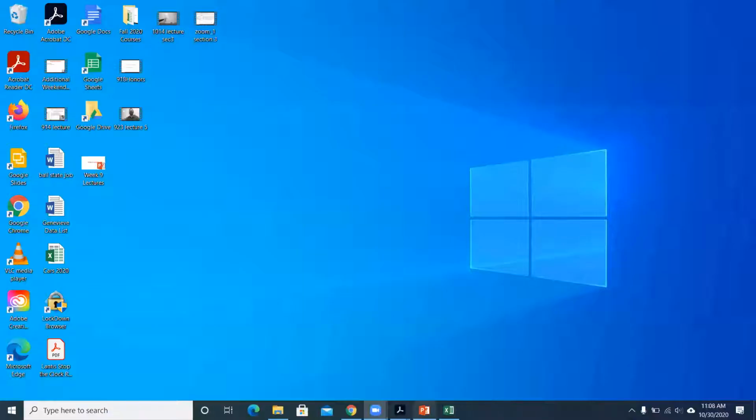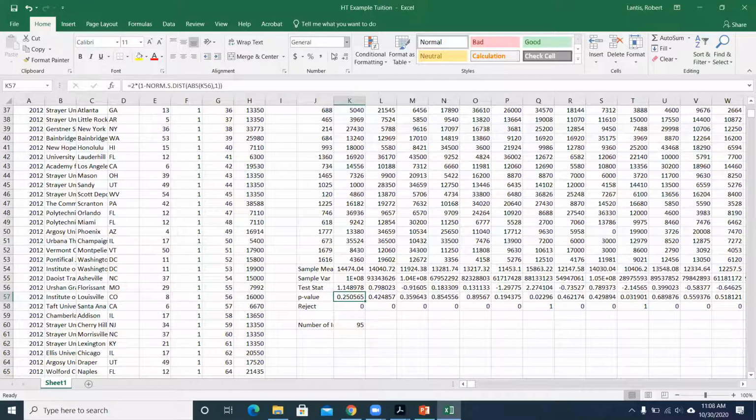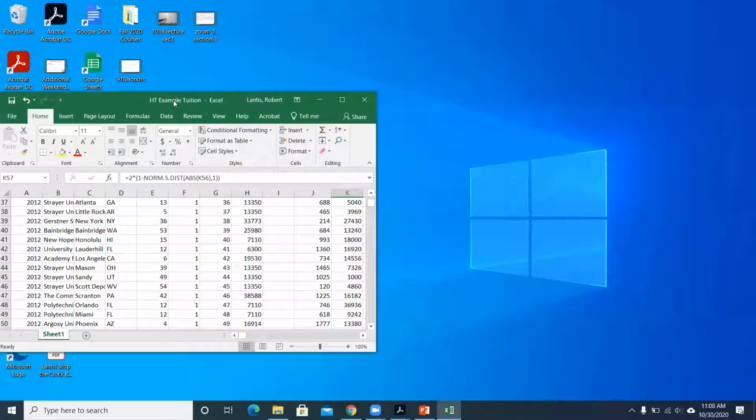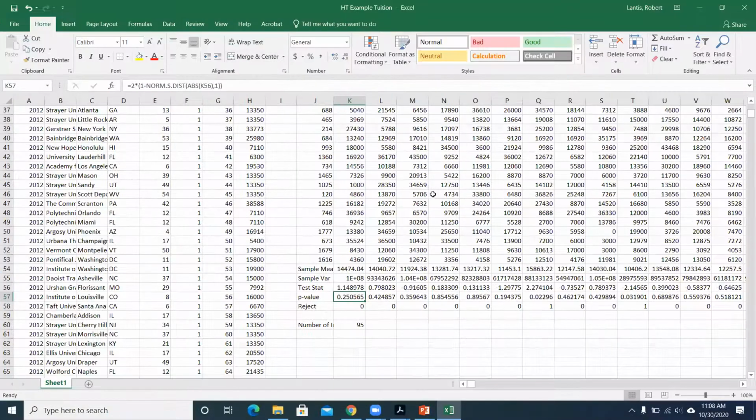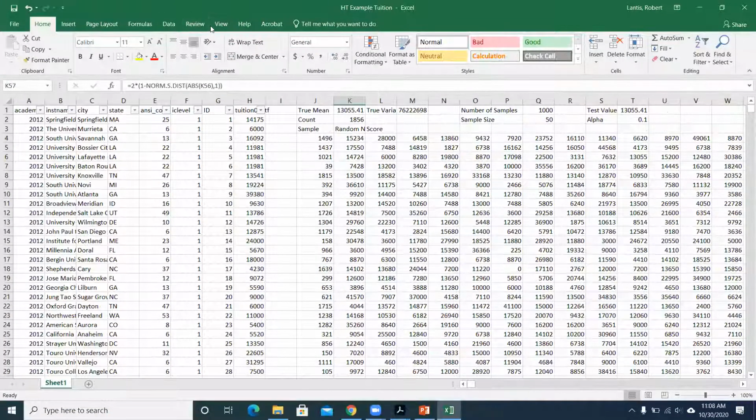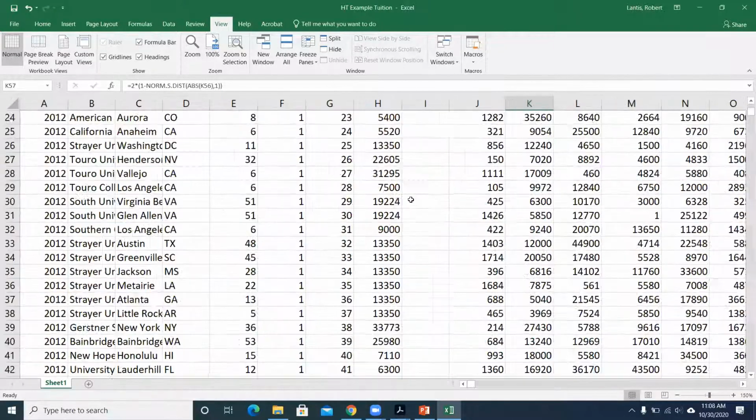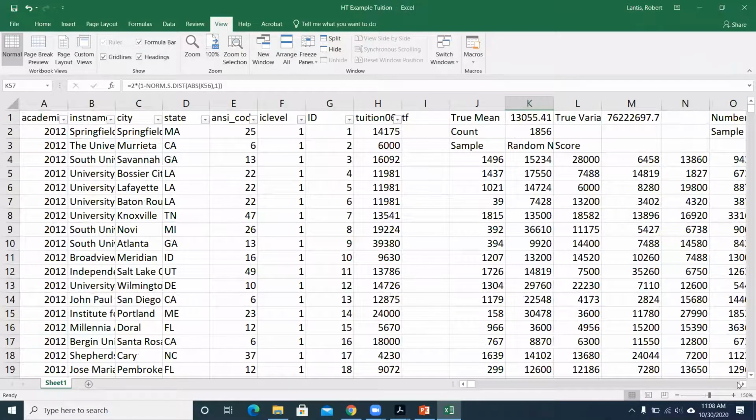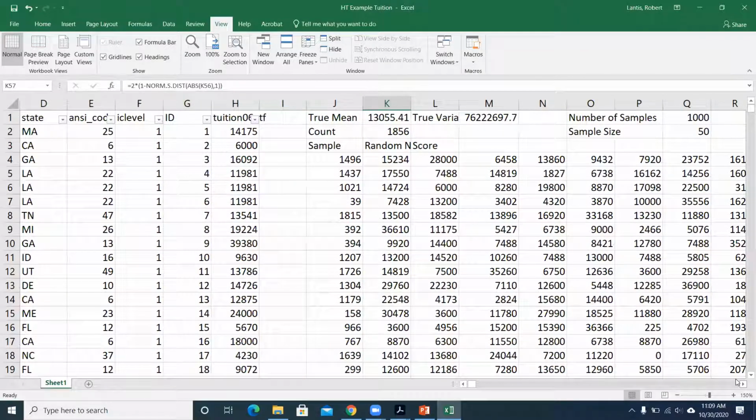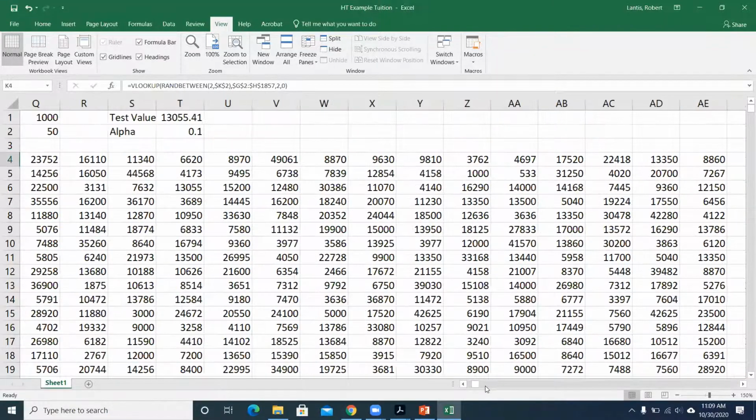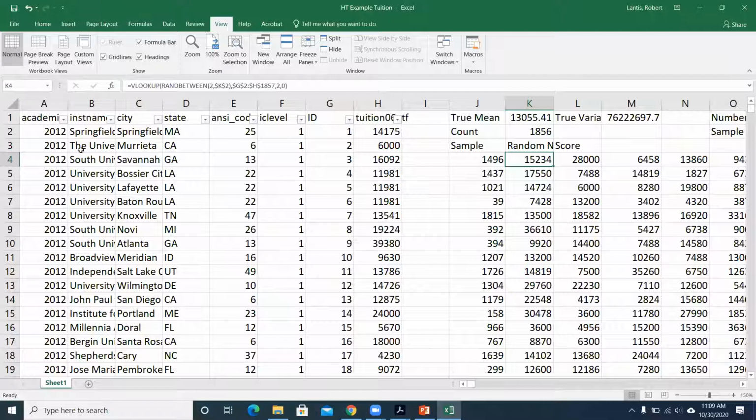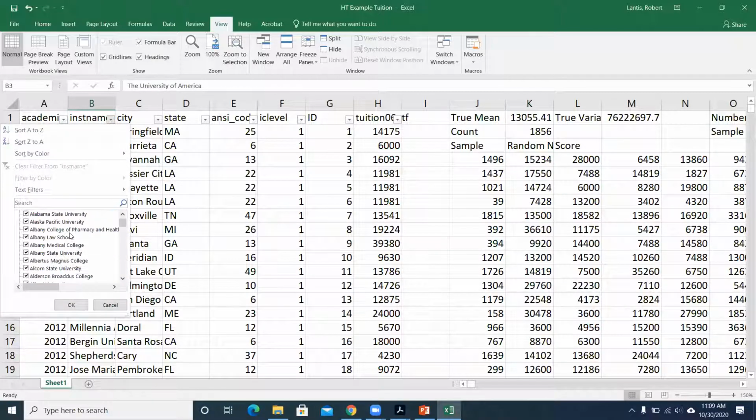I have this up on Canvas, but there's a file called HT example tuition. So this is just a hypothesis testing example. And I thought this was a pretty interesting thought experiment and hopefully kind of gives us an idea about what we're doing with this hypothesis testing. Right? So let's say I have this tuition data for a bunch of different universities. I'm sure Ball State's actually on here. Maybe not. Should be.